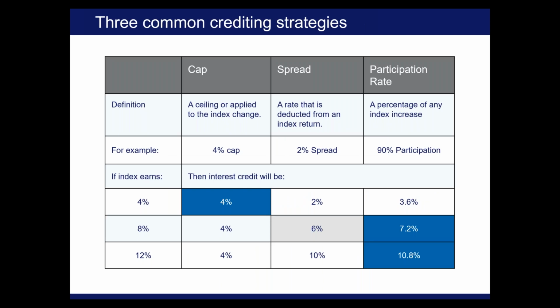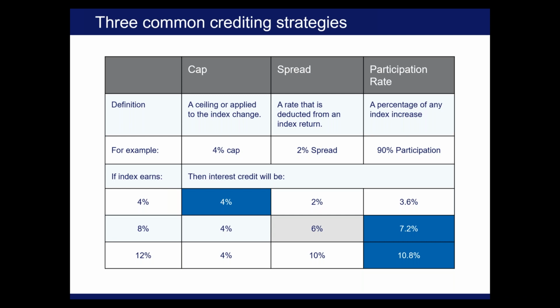Here are some notes on participation. In this presentation, I'm using the term participation to represent the general concept of how an interest credit is determined. In fact, to be more technically precise, a number of participation strategies exist. Let's take a look at 3 common strategies and see how they compare when applied to an index earning 4%, 8%, and 12% over a given period of time.